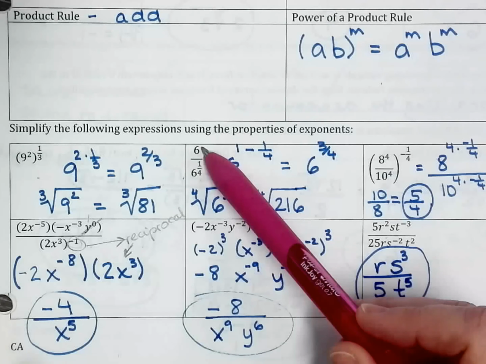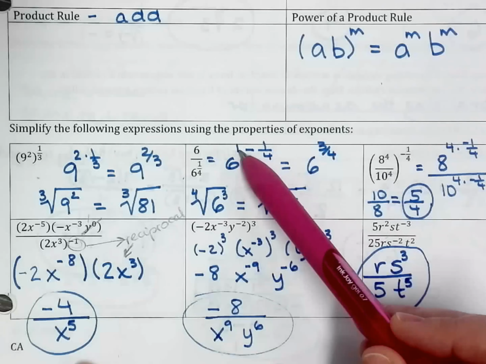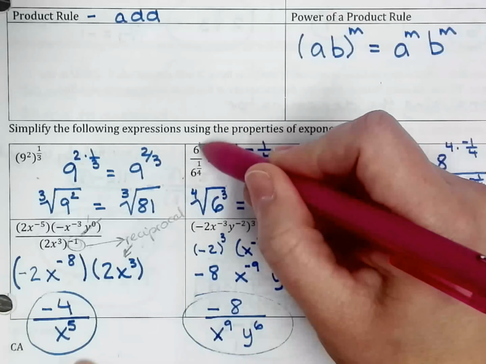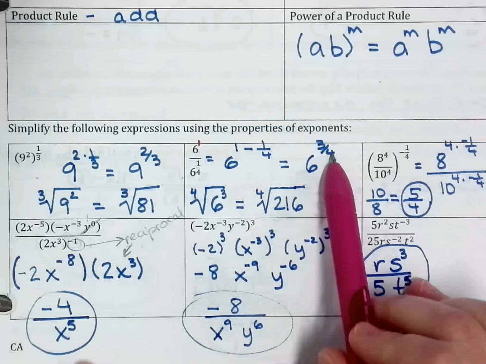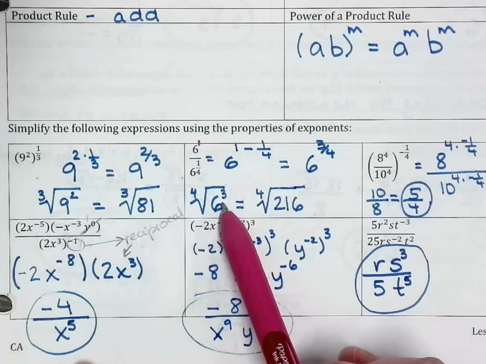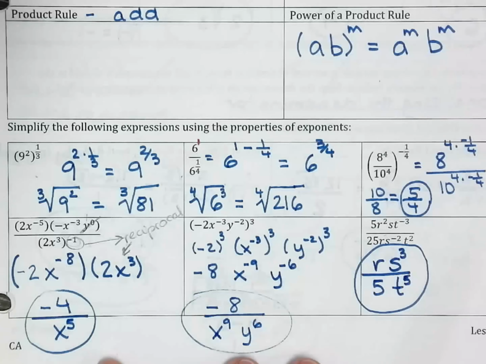So the quotient rule. When you divide, you subtract the exponents. I have a 1 right there for this one, an invisible 1 right there. And then you subtract 1/4, you get 3/4. And then you rewrite, and 6 to the power of 3 is 216.